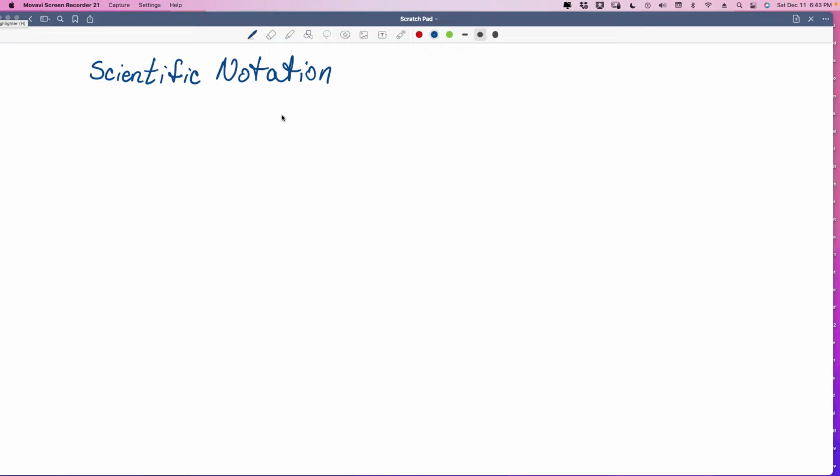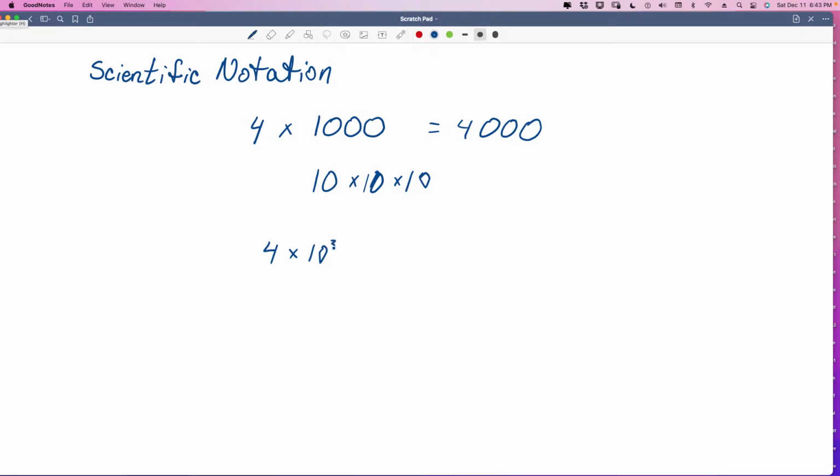So, scientific notation is when we take a number and multiply it times a value in the base tens. So, if we were to say 4 times 1,000, that would be 4,000, right? Well, we can get 1,000 by saying 10 times 10 times 10, right? That's 3 tens. So we can get 4,000 by saying 4 times 10 to the 3.